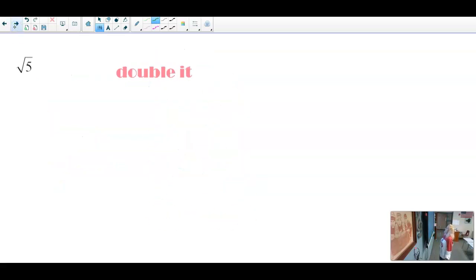Let's go ahead and take a look at doubling it. So if I want to double it, it's just going to have a 2 in front, y'all. That is 2 square roots of 5. That is as far as I can take that.